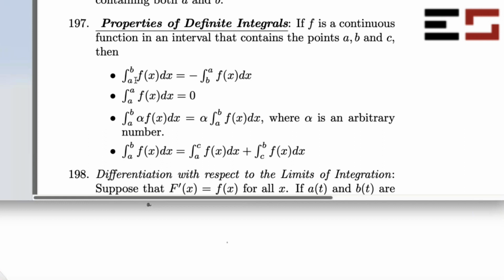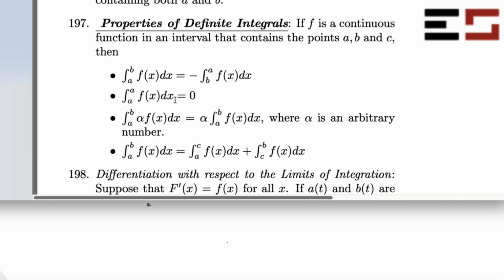Can you tell me what is the left hand side? Integral a to b f(x) dx, by definition, is capital F of b minus capital F of a, right? And what is the right hand side? Minus of capital F of a minus capital F of b. Obviously they are equal. These are very easy proofs.